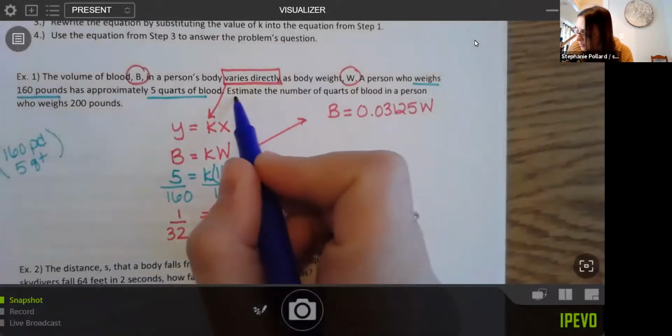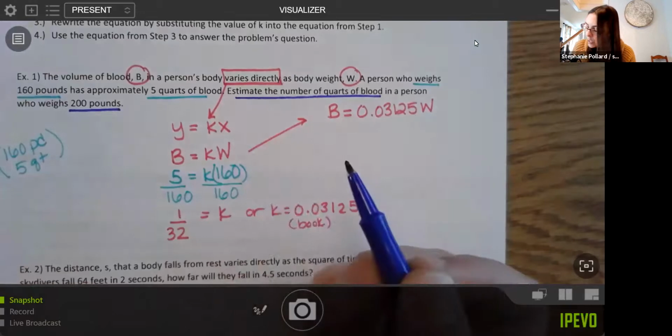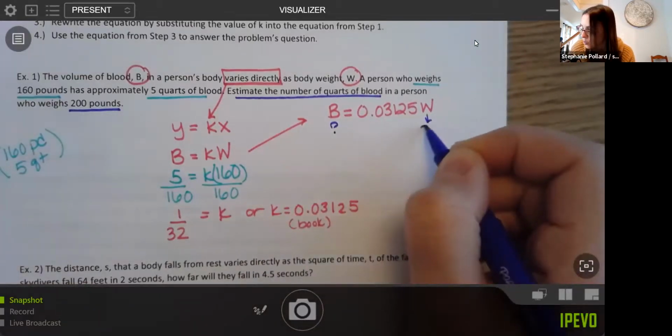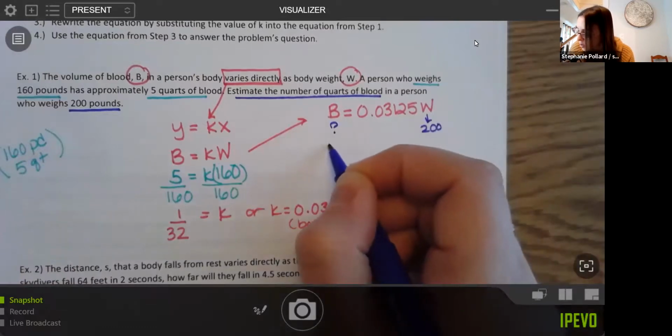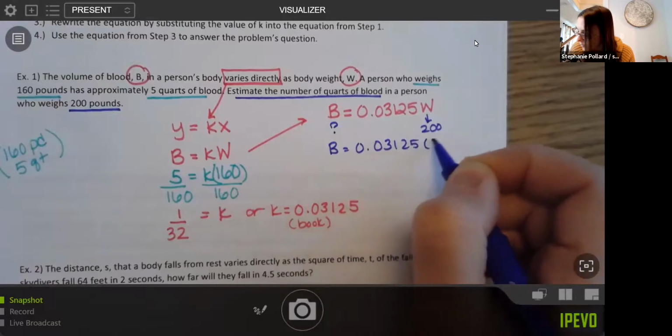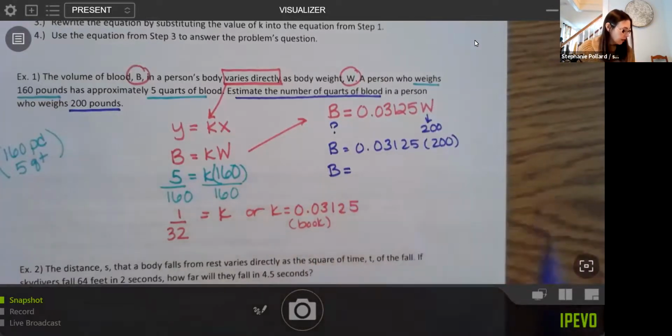Estimate the number of quarts of blood for someone who weighs 200 pounds. So here I'm trying to find the amount of blood for somebody who weighs 200. So now I have an equation that I can go ahead and plug one variable in for. And I can simplify here. And what I get is 6.25.